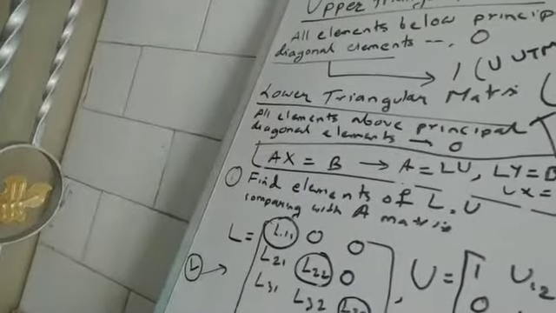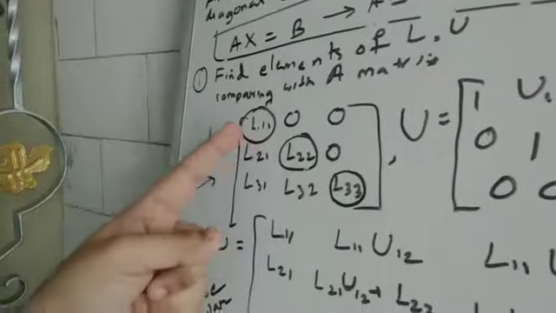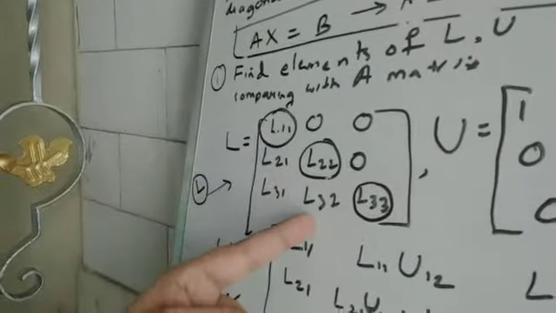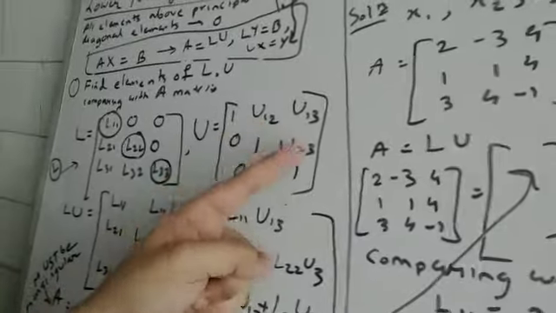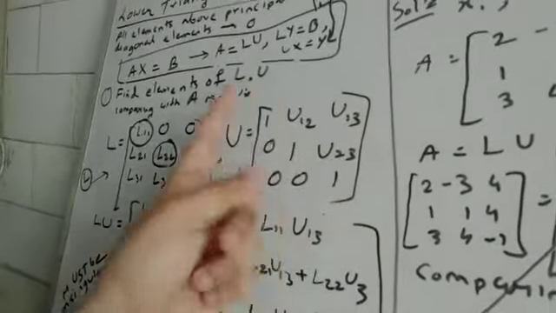So to solve this system of equations through this method, first we need to find the elements of L and U. That means finding the values of all these coefficients and these coefficients. You need to find these elements and this element. Fine. So first of all, see what is LU.